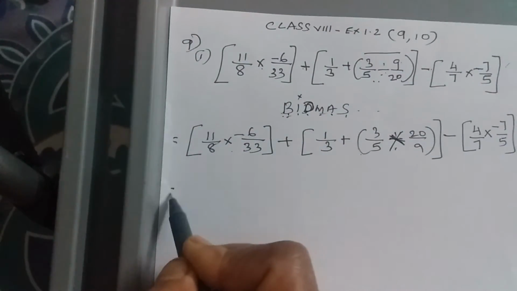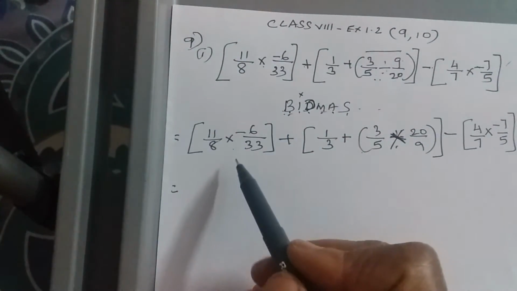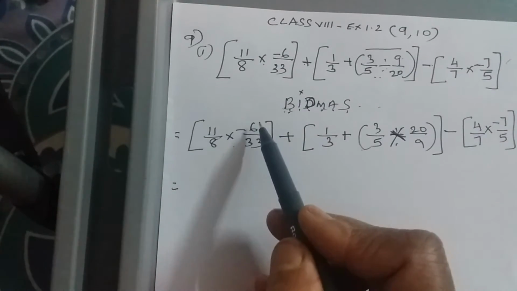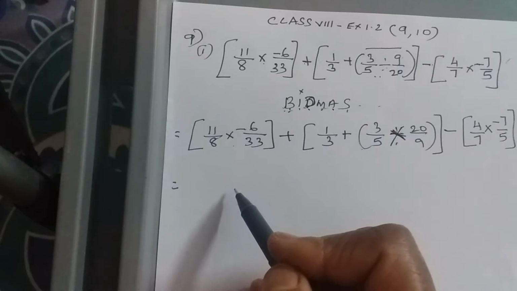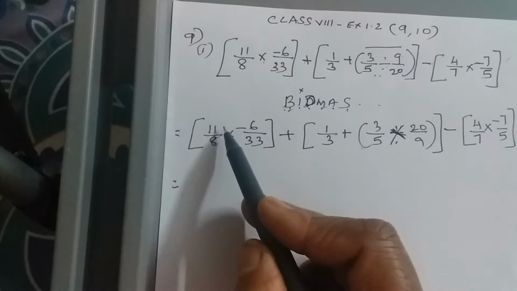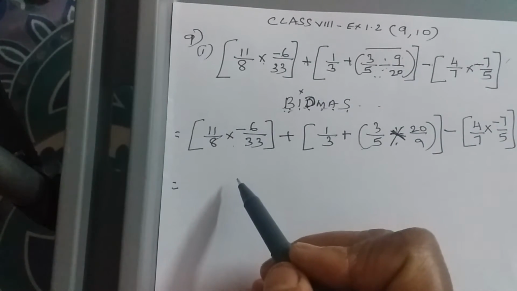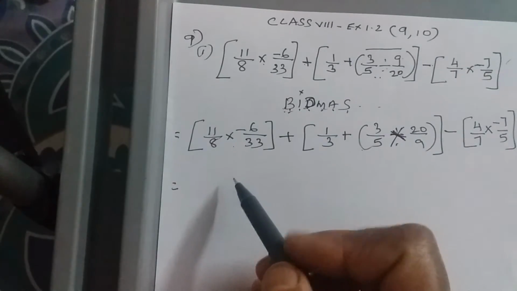Equal to. So look at the first one. What do you have inside the first bracket? 11 by 8 into minus 6 by 33. It is multiplication of two rational numbers. So how to multiply? Numerator and denominator. If they have a common factor, we have to cancel.